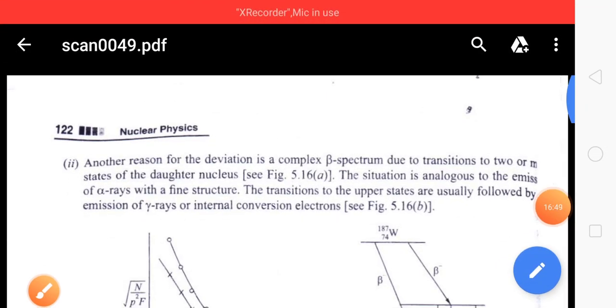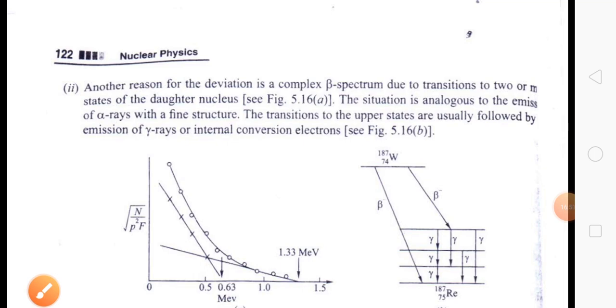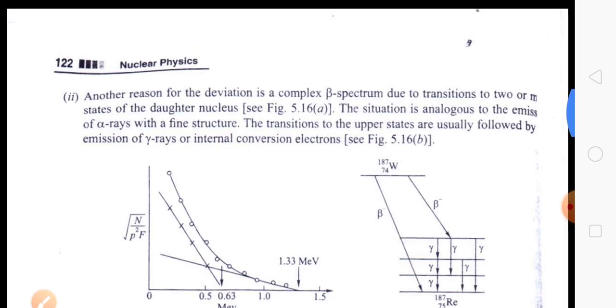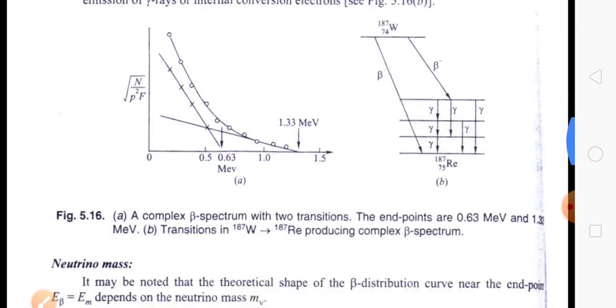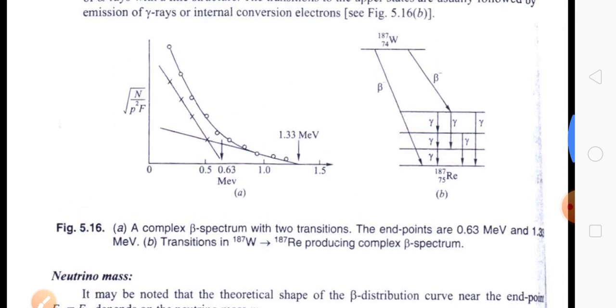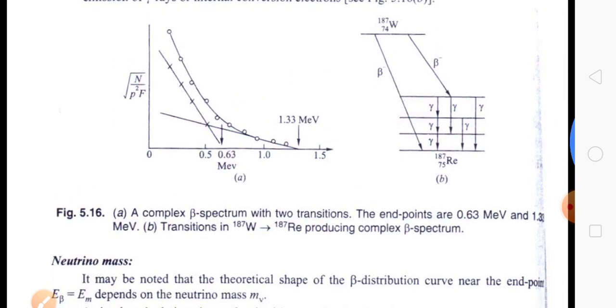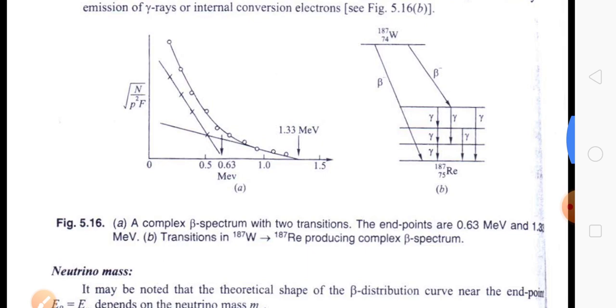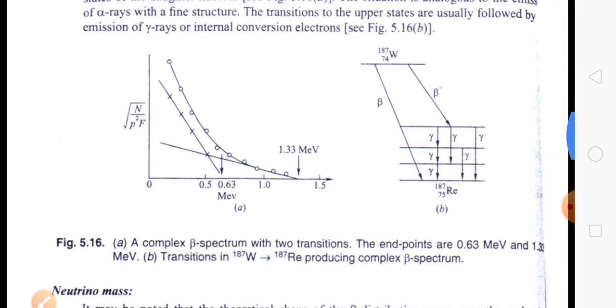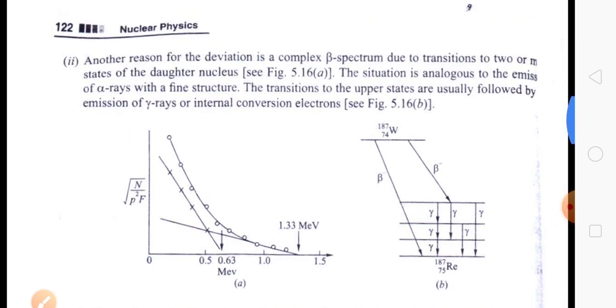Another reason for the deviation is a complex beta spectrum due to the transitions to two or more states of the daughter nucleus. See figure 5.16a, complex beta spectrum with two transitions. The end points are 0.63 MeV and 1.38 MeV. End points is nothing but what? The range of the beta particles. You have done the experiment in an earlier semester. So this is the transition of tungsten-187 to rhenium-187, producing a complex beta spectrum, that is, one or more elements are going to be produced during the transition process.